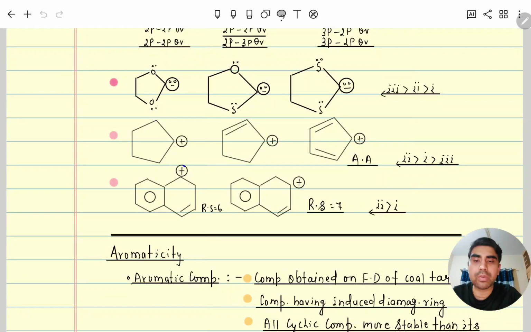Now coming here, you can see positive, single, double, so the conjugation is there. Here positive, single, single, positive, single, double. So here you can see more resonating structures as compared to here. You can count also. Overall, here the resonating structures are 7. So 2 is more stable than 1.